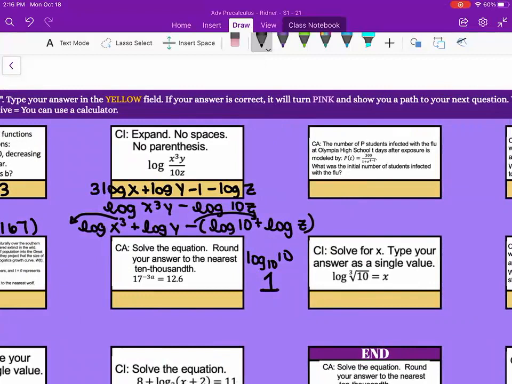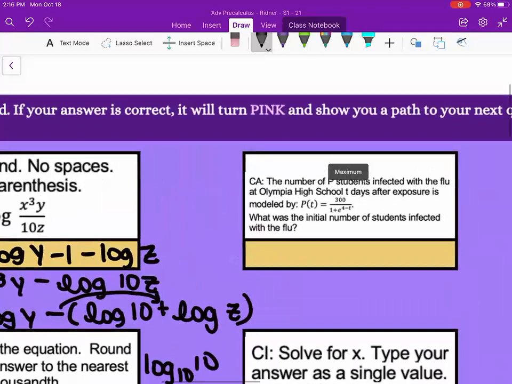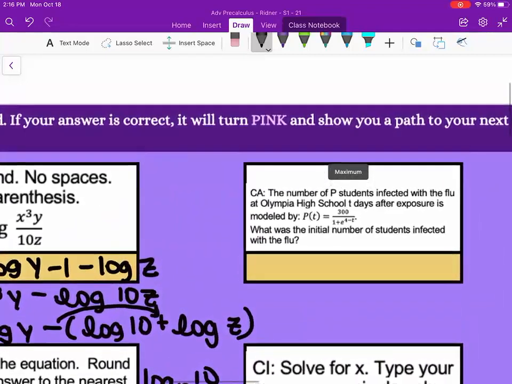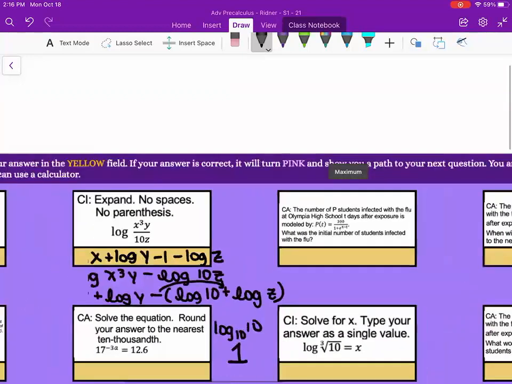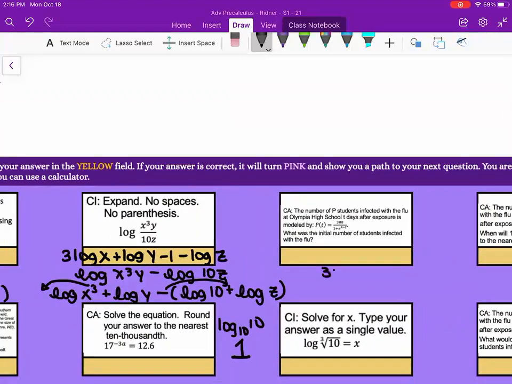The next one, the number of students infected with the flu at Olympia High School, T days after exposure, is modeled by this function. Yes, it's super tiny, sorry. What is the initial number of students infected with the flu? Initial number means I'm going to type in my calculator. Initial means T is 0, okay? So wherever T is, I'm putting a 0 there to see what my outcome is. If I round it, it is 5 for this one. So again, type that in your calculator, make sure that you can get that.